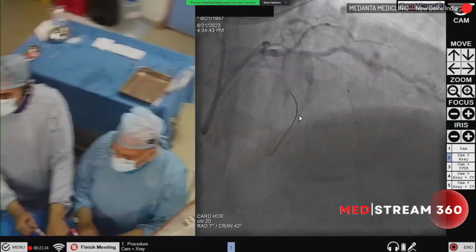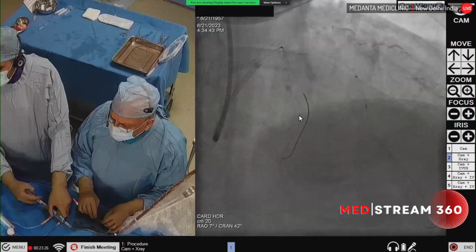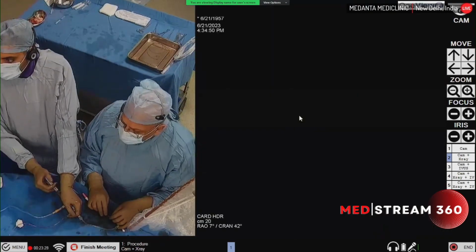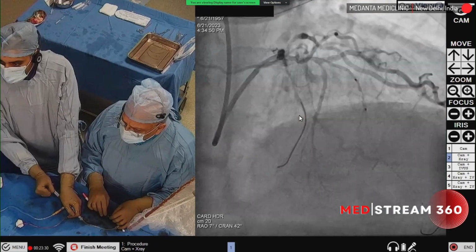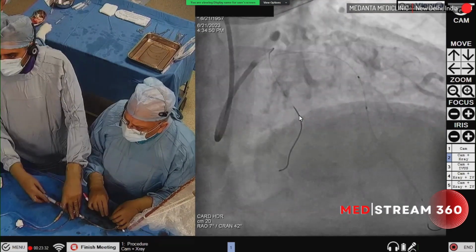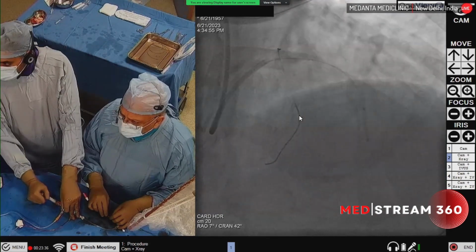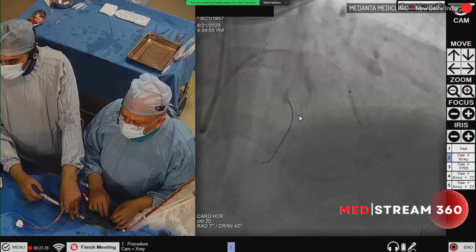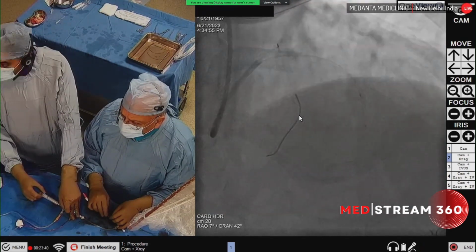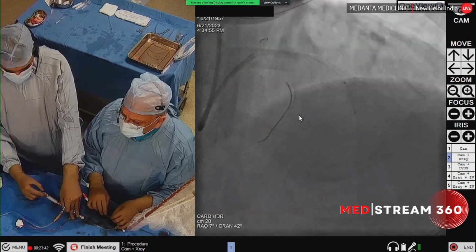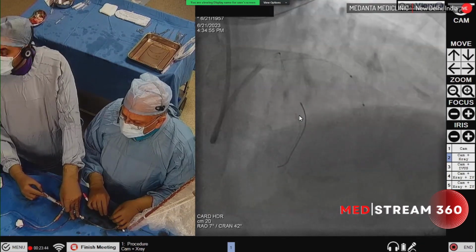Check, please. Take a shot. Okay, go up. 1, 2, 3, 4, 5, 6, 7, 8. Deflate. So you saw that the balloon moved a little bit, slipped down because of the long lesion here.